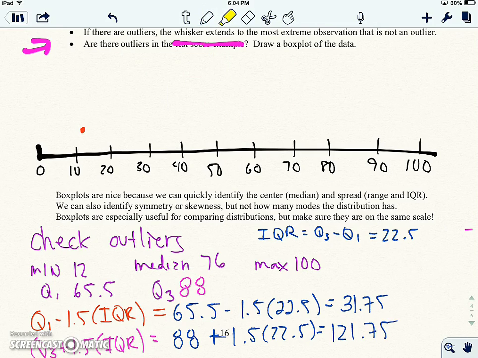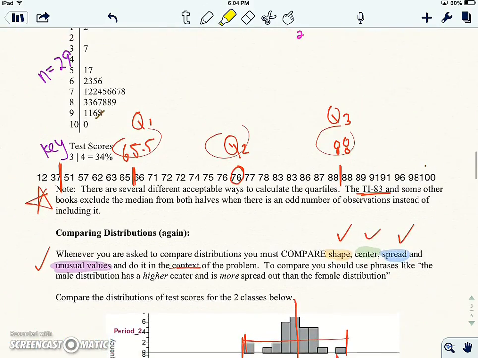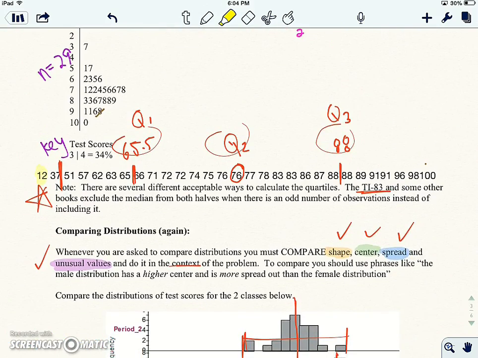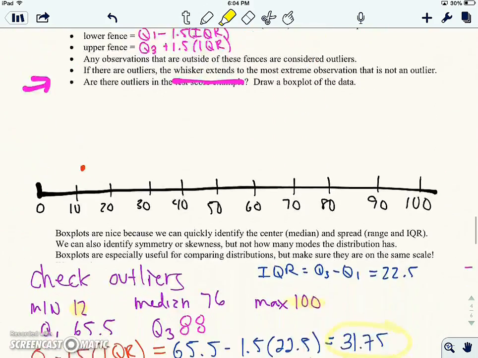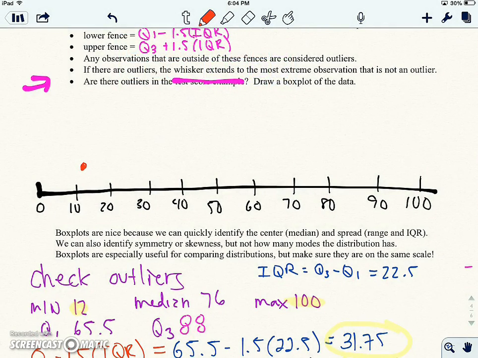Well, our maximum value is 100, so we don't have any outliers here, but our minimum value is 12, which is definitely below 31. So we can go back up to our raw data. 12 is below it, but 37 is not. So 12 is our outlier. So for our box plot then, we're going to make an outlier at 12. It means our next min is at 37.